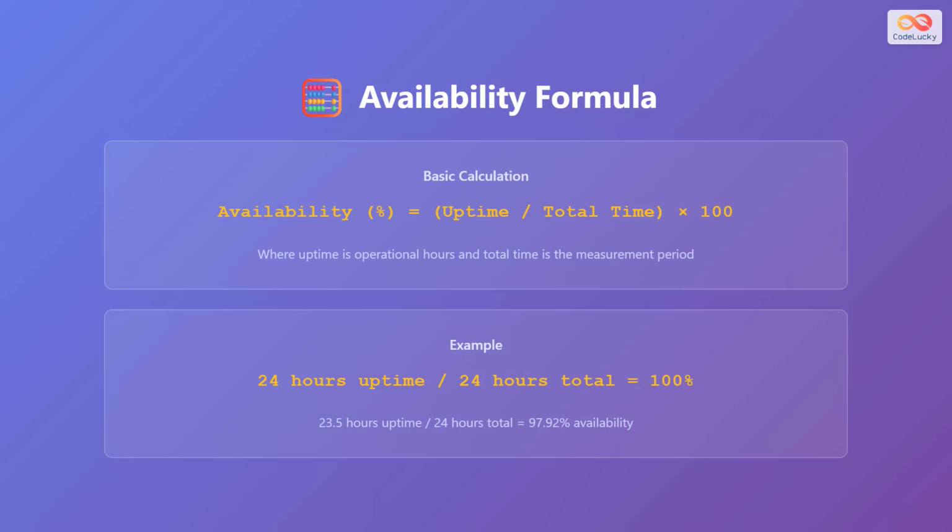To calculate availability, we use a simple formula. Availability percentage equals uptime divided by total time, all multiplied by 100. For example, if your system runs perfectly for 24 hours straight, your availability is 100%. But if your system experiences 30 minutes of downtime in a 24-hour period, that's 23.5 hours of uptime. Dividing 23.5 by 24 and multiplying by 100 gives us 97.92% availability. This formula helps organizations track and guarantee their service reliability.